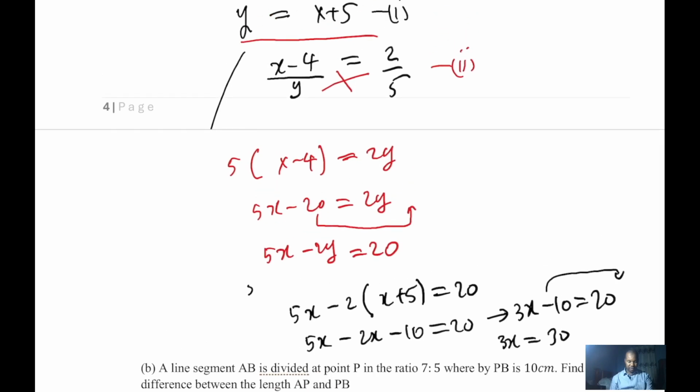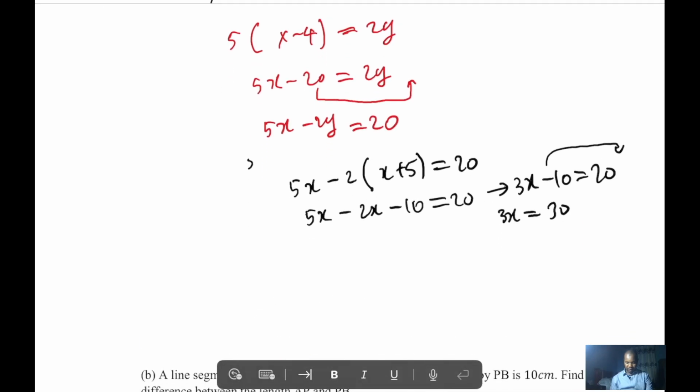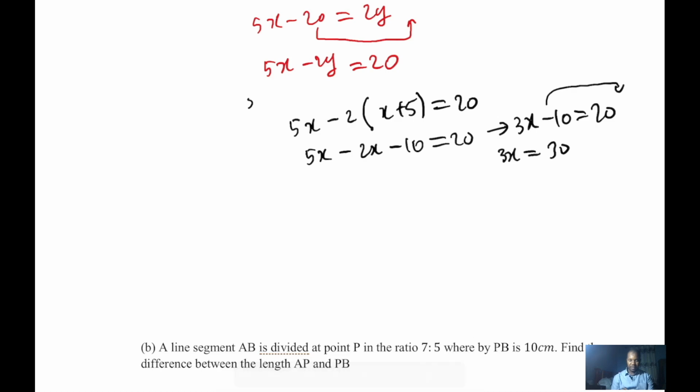And you divide by 3 both sides. Dividing by 3 both sides, you'll be coming out with 3x equals 30. And from here, x equals 30/3, which is equal to 10. Okay, so that is x.